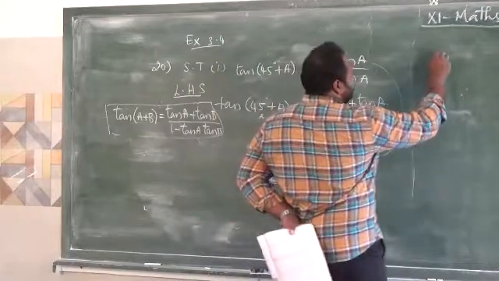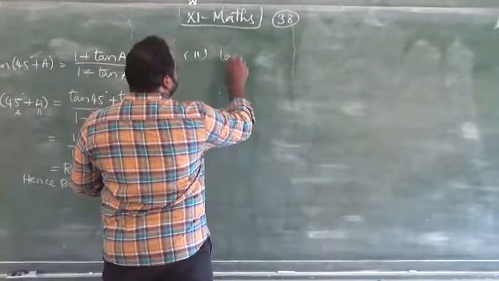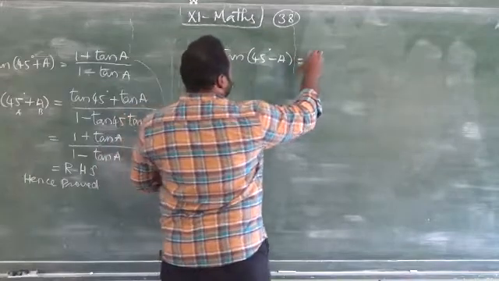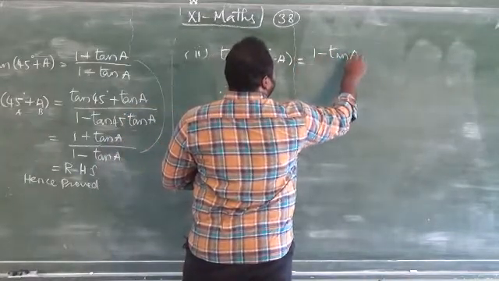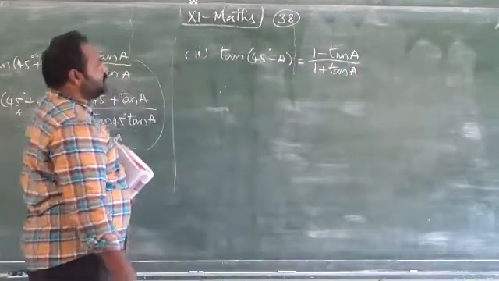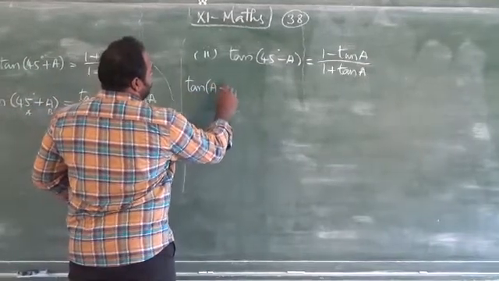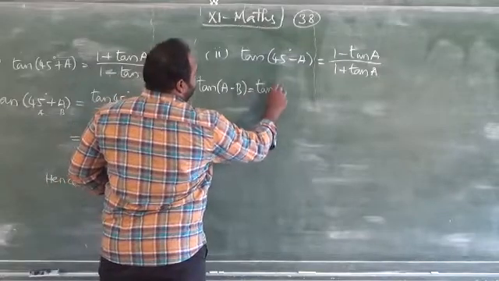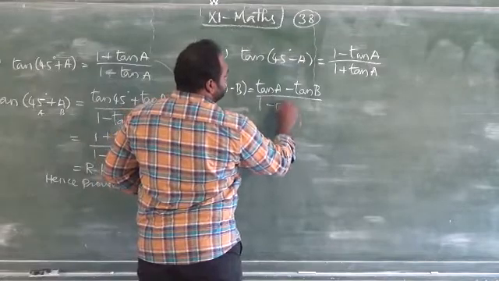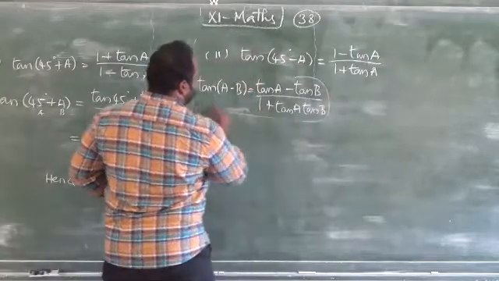Next, second subdivision: tan 45 degree minus A equal to 1 minus tan A by 1 plus tan A. Here I am going to use the tan A minus B formula. Tan A minus B formula is tan A minus tan B by 1 plus tan A tan B. This formula we can use.